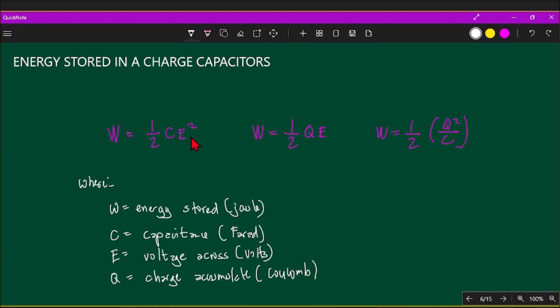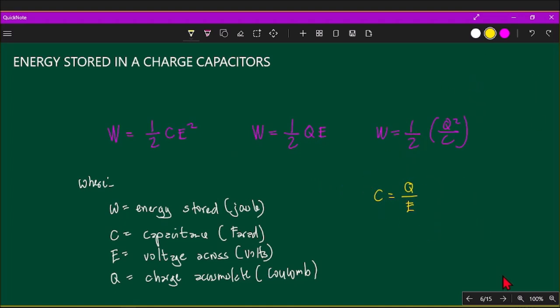If you are going to substitute the relation between voltage, charge, and capacitance, because we know that the capacitance is equal to the ratio of our charge and the voltage, these other formulas are derived by using this relationship here.